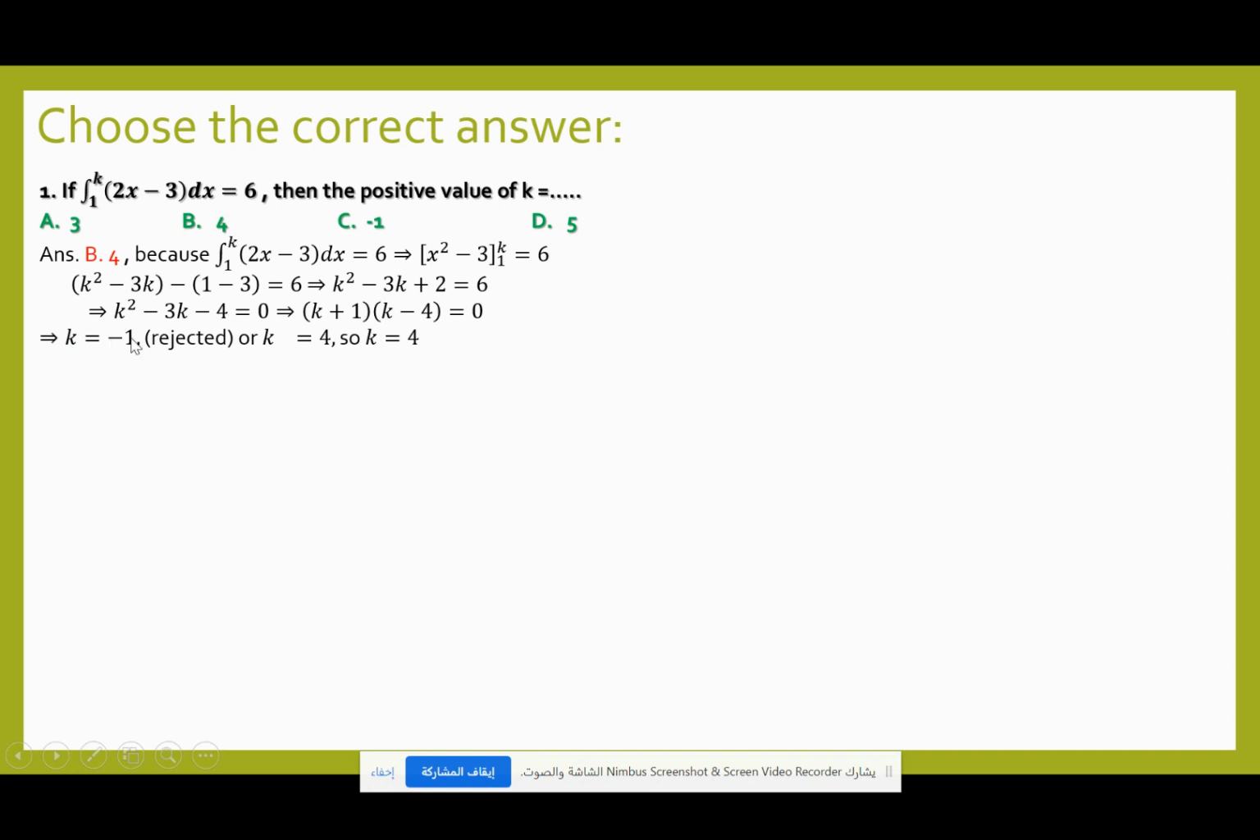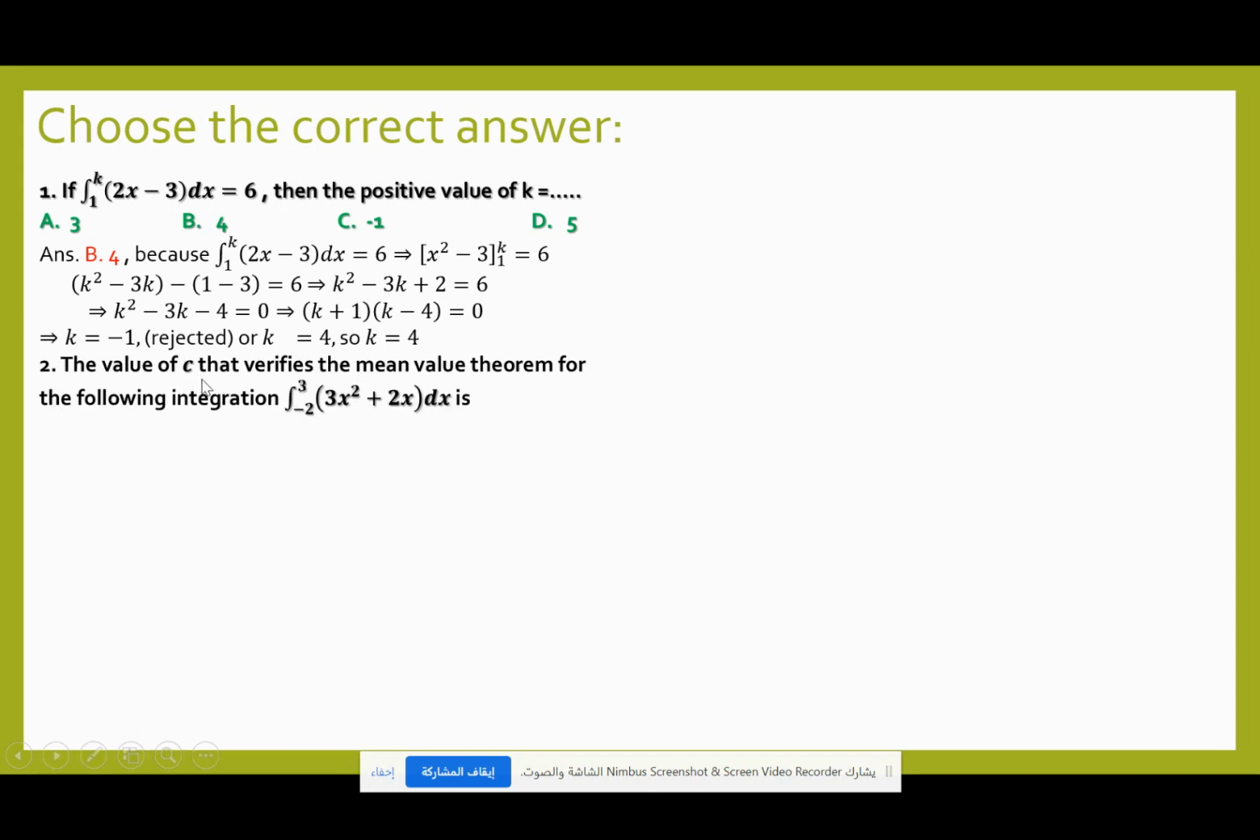Either k equals negative 1, which is rejected of course, and he wrote it to make you get confused. Or k equals 4, and this is the result. So we are going to choose B, which is 4, and it is a positive number.